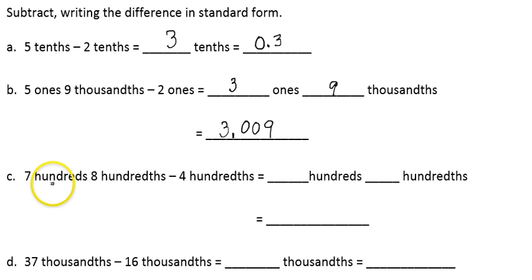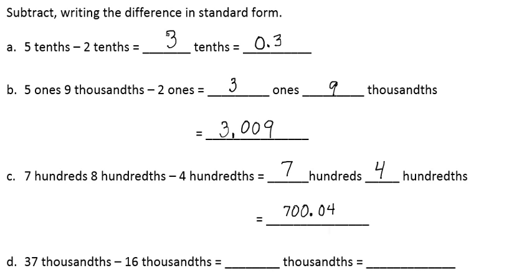In the next problem, I have 7 hundredths and 8 hundredths minus 4 hundredths. So since I'm not subtracting any of my hundredths, I still have 7 hundredths. But I am subtracting 4 hundredths from 8 hundredths, which leaves me with 4 hundredths. In standard form, 7 hundredths would be how many whole numbers I have. 4 hundredths, I know the 4 is in the hundredth spot, so that's the second spot to the right of the decimal point.